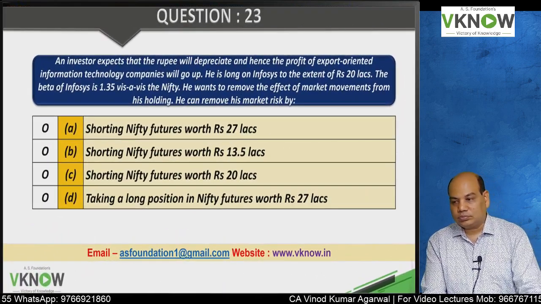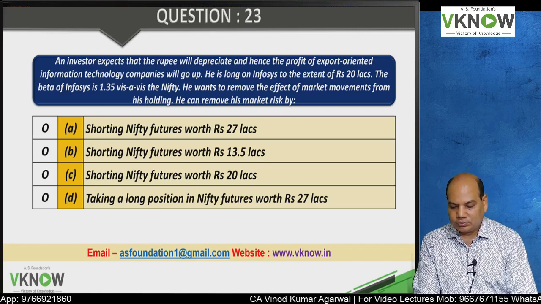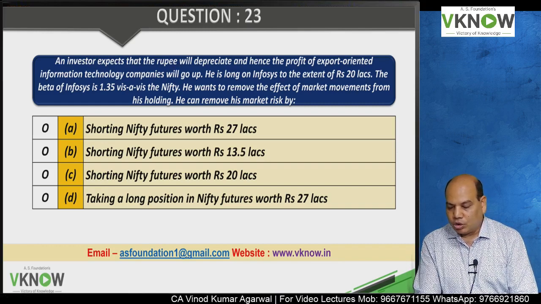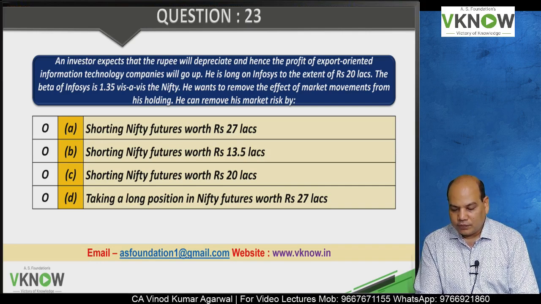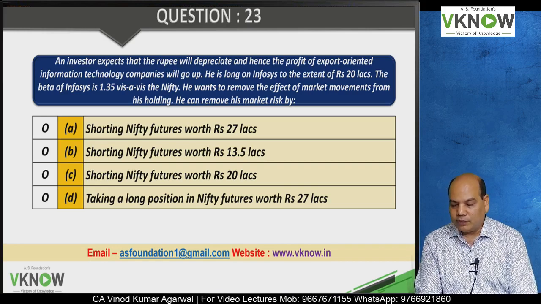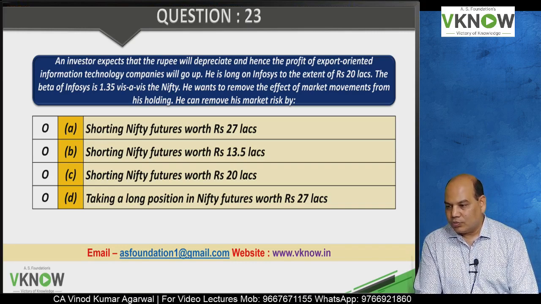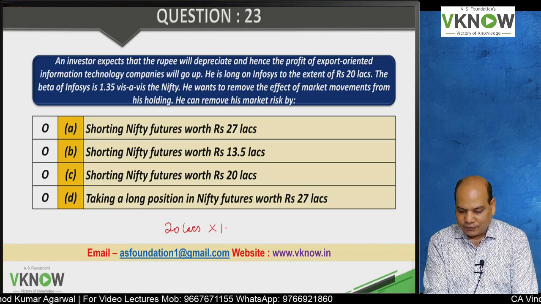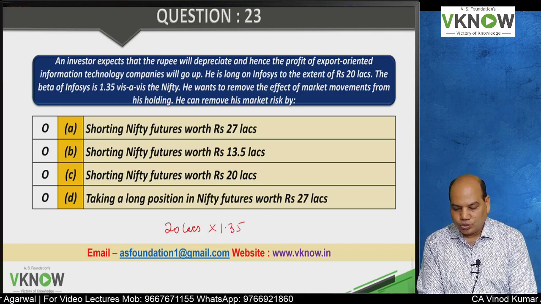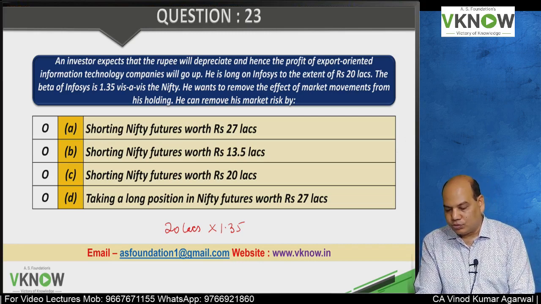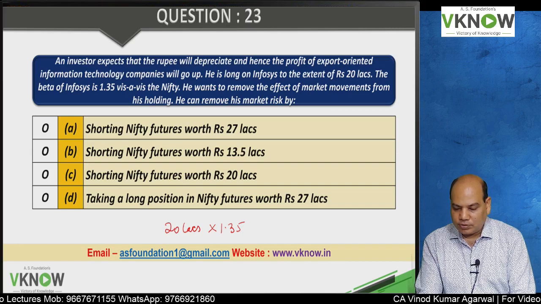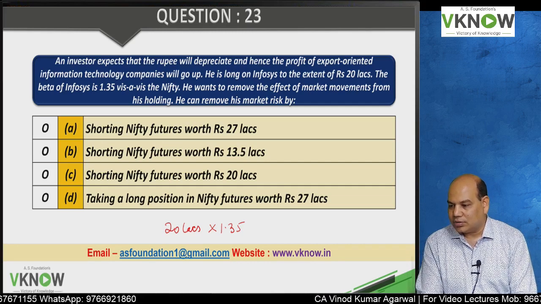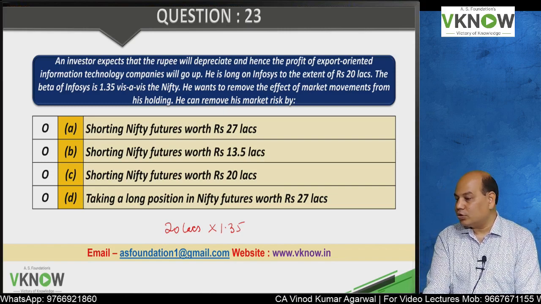Now 23 number. An investor expects that the rupee will depreciate and hence the profit of export oriented information technology company will go up. He is long on Infosys to the extent of 20 lakh. The beta of Infosys is 1.35 with Nifty. He wants to remove the effect of market movement from his holding. Option A, short Nifty future worth 27 lakh; short Nifty position worth rupees 13.5 lakh; short Nifty future worth 20 lakh; and take a long position in Nifty future worth rupees 27 lakh.